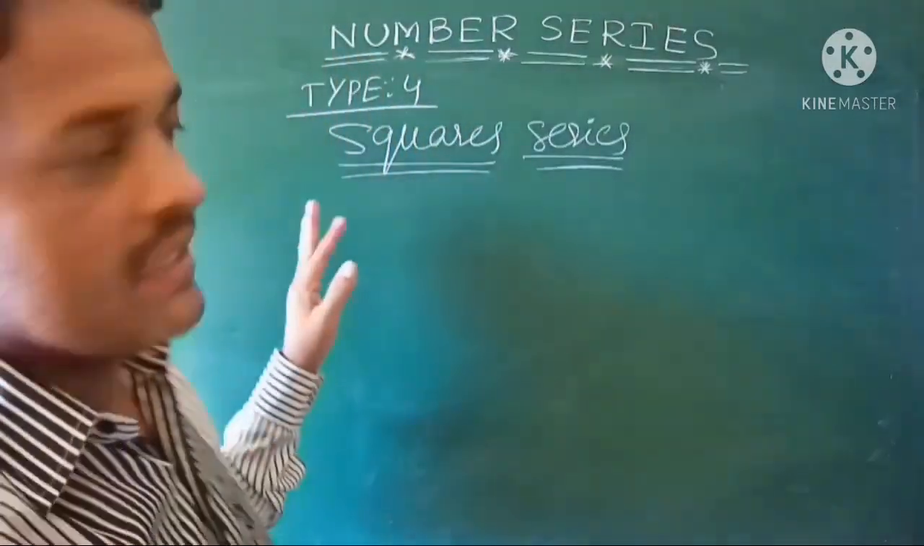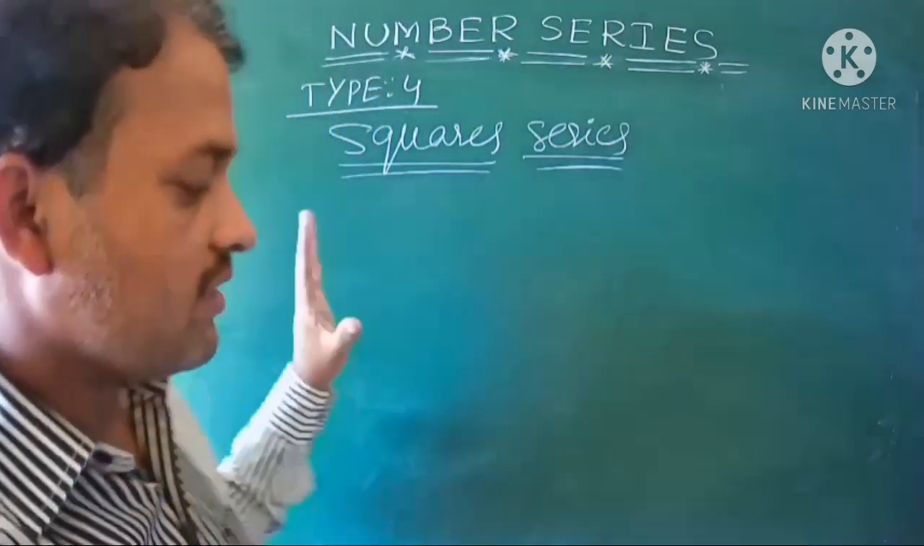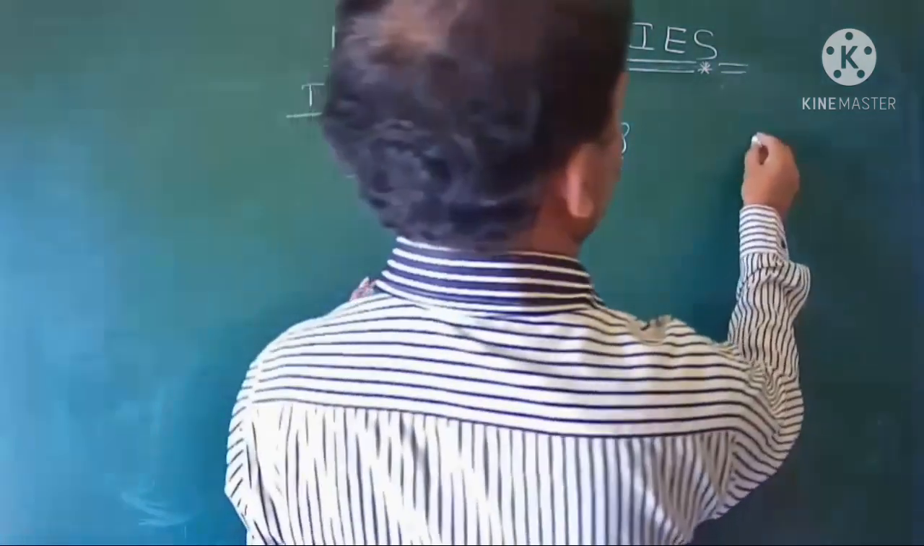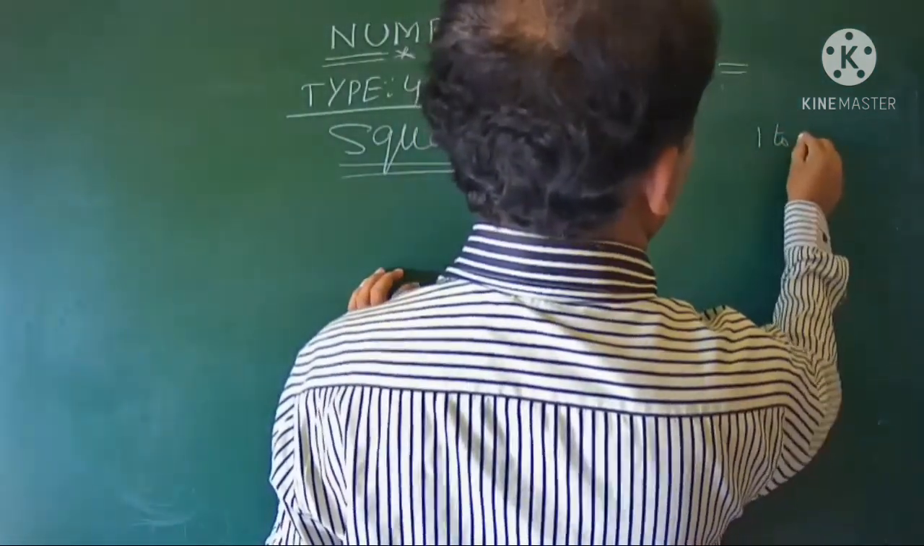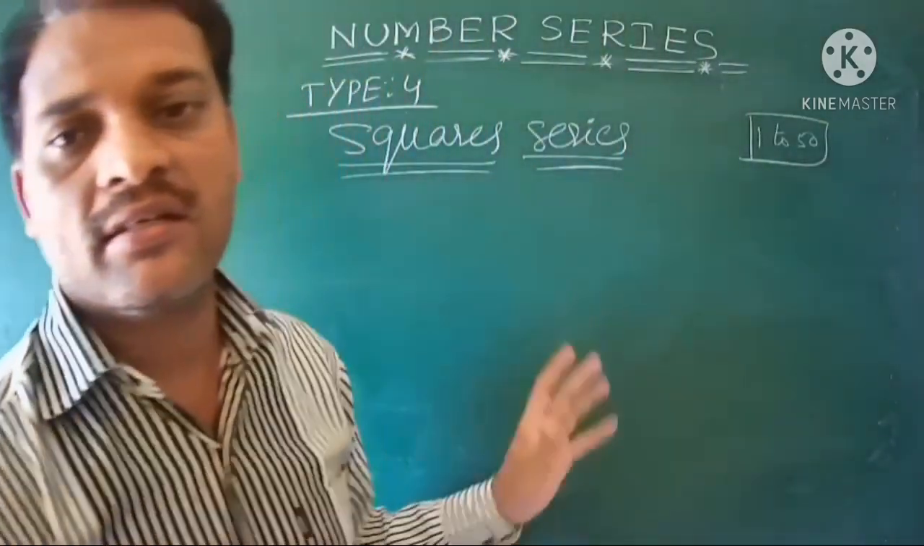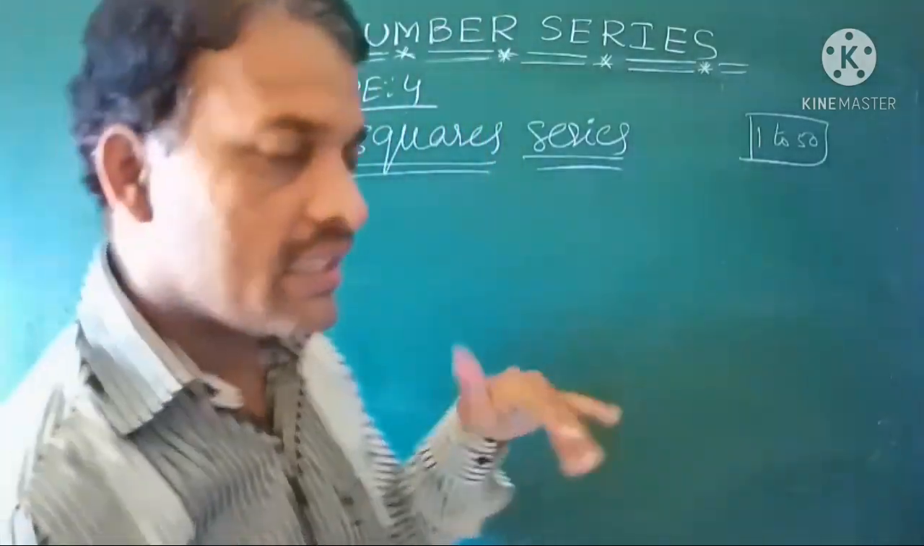Type 4 is square series. When you are preparing for square series, everybody must and should first of all prepare 1 to 50 squares thoroughly. Everybody learn 1 to 50 squares. After that, what are the types of sums?